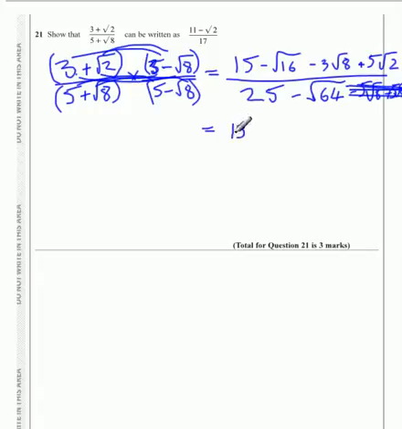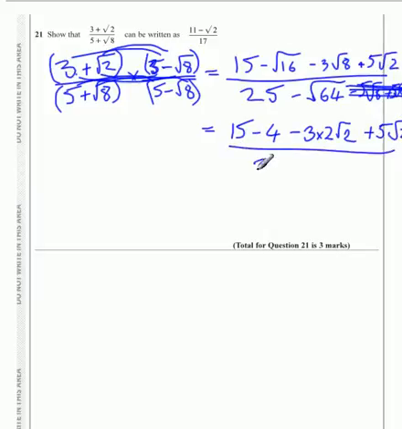So the 15, can't do anything with yet. Root 16 we can, that is just 4. This part here, the root 8 we can simplify. So the 3 we'll leave for a second. Root 8 we can write as root of 4 times 2. And the root of 4 is 2. So this goes to 2 root 2. And we've got plus 5 root 2 as above there. And then the bottom we can simplify. So 25 is going to stay. Root 64 is 8 though. So that's from these bits here.